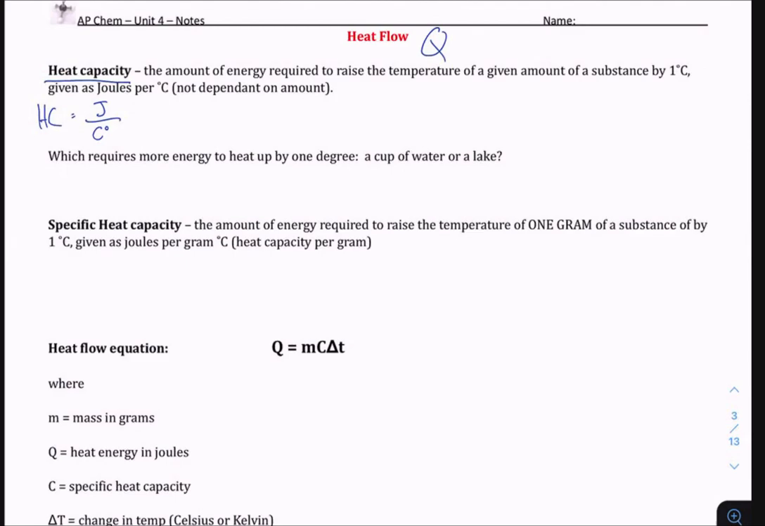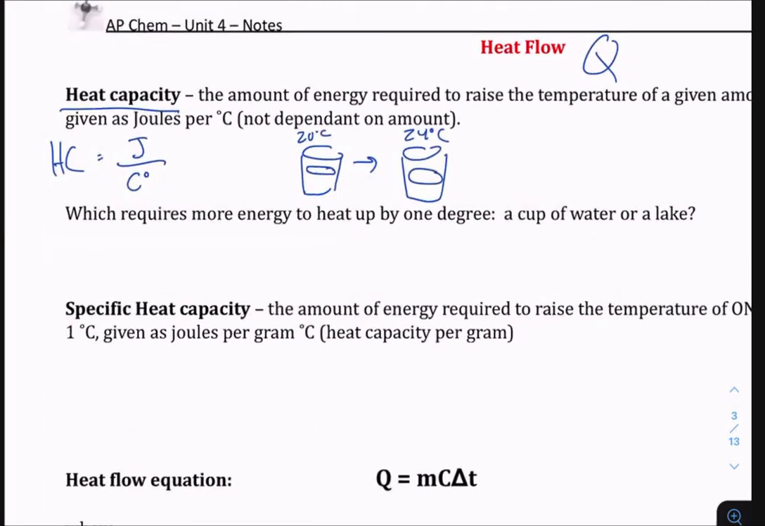It does not depend on an amount, right? So this is an extrinsic property. Simply put, let's say I have a styrofoam cup of water at room temperature, so let's say 20 degrees Celsius. And let's say I want to heat it up to 24 degrees Celsius. Does that seem like a reasonable thing I could do? Sure. Just pop it in the microwave for like 10 seconds, right? That's pretty easy to do, okay?